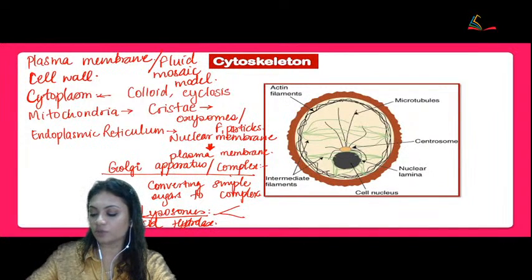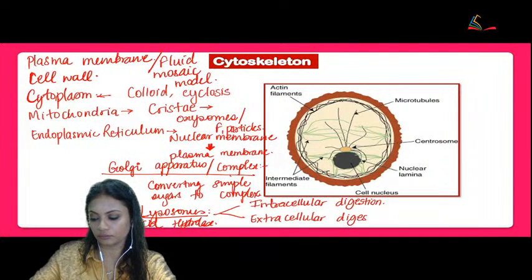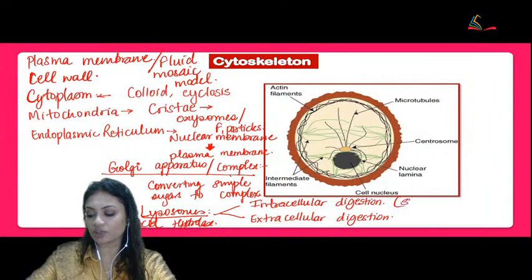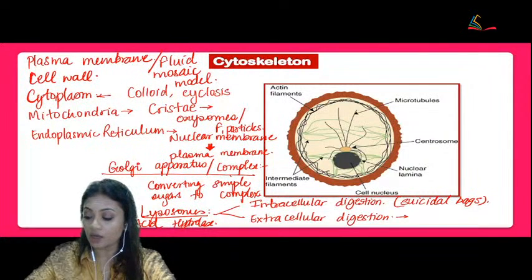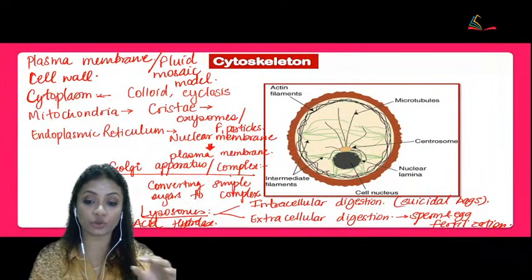The functions would be intracellular digestion and also extracellular digestion. In intracellular digestion, that's why we are also calling them suicidal bags. And extracellular digestion is happening at the level of the sperm and egg for fertilization. So these are the different parts of the cell that we have covered in today's lecture.